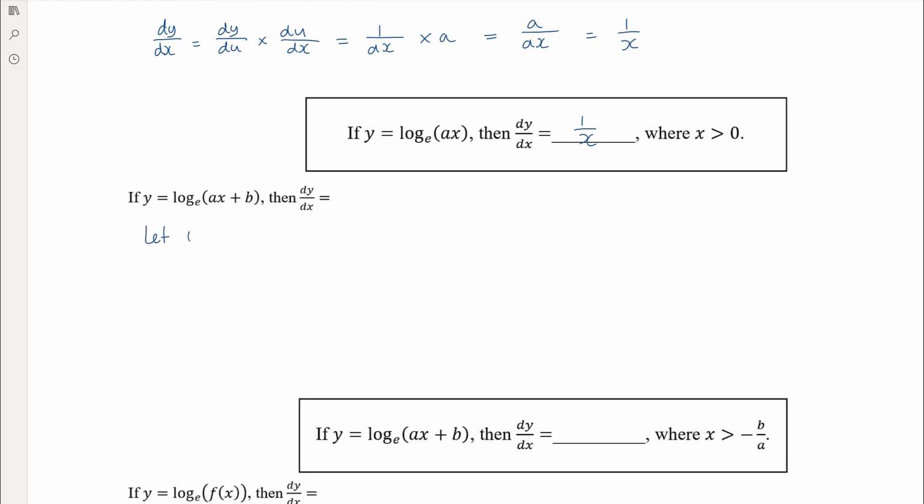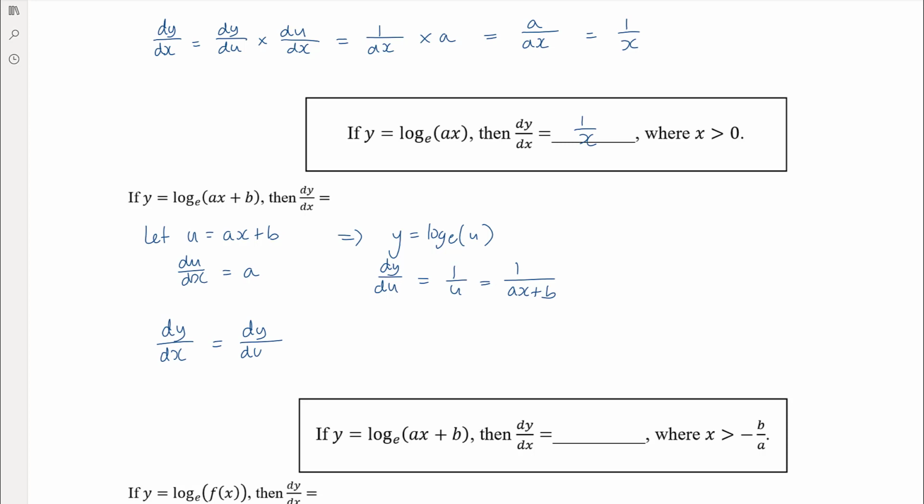If we were to let u equal ax plus b here, du dx is a. If u is ax plus b, that means that y is log e of u. And dy du is 1 on u, which is 1 on ax plus b. Now the difference here is that dy dx is dy du multiplied by du dx, and so in this instance that is 1 on ax plus b multiplied by a, and so it is a on ax plus b.